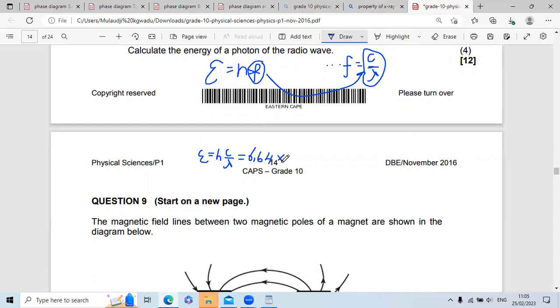So you're gonna end up with 6.63 times 10 to the exponent negative 34, and our speed of light, which is 3 times 10 to the exponent 8, divided by our 3 meters. And this is gonna give us, what's my calculator? 6.63 times 10 to the exponent negative 34. If you want, you can just put this in brackets.